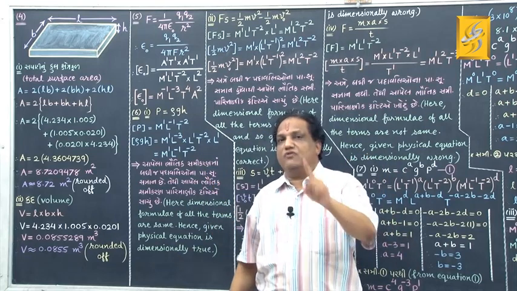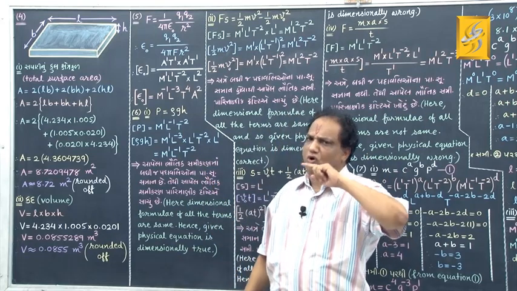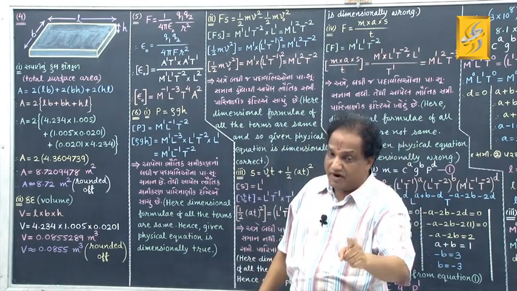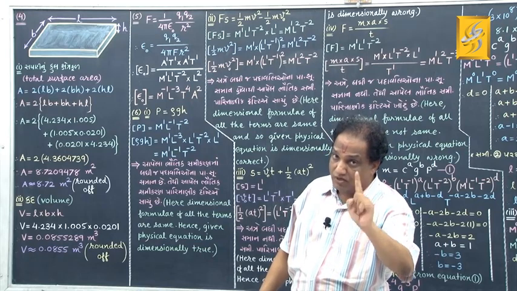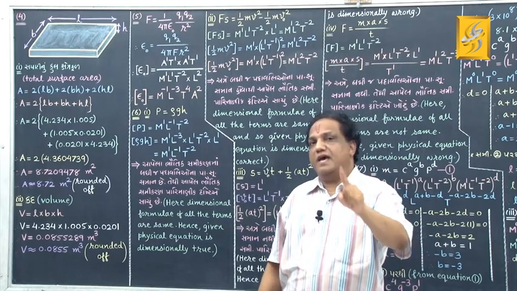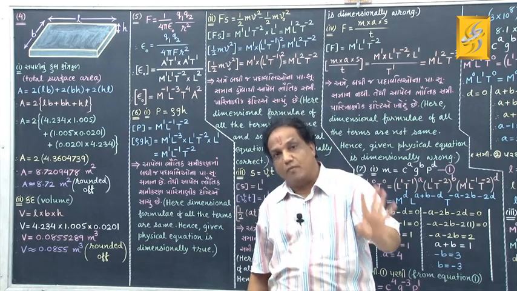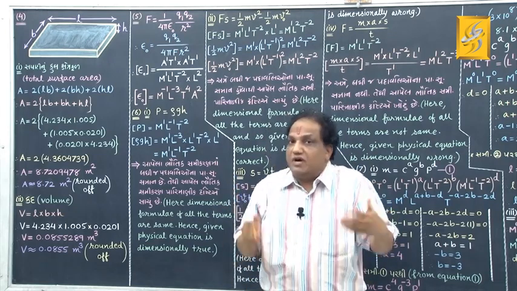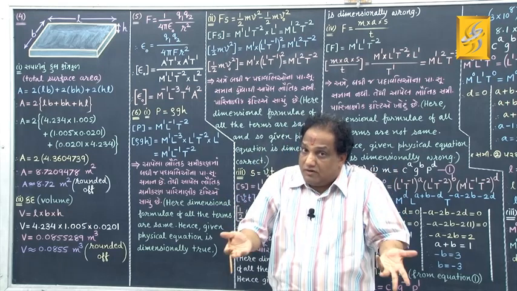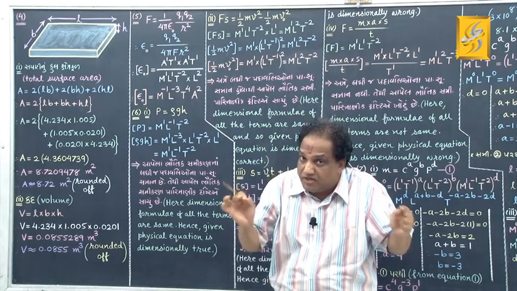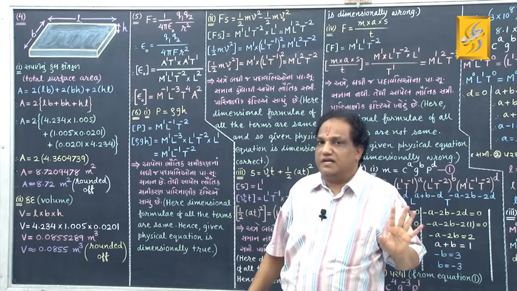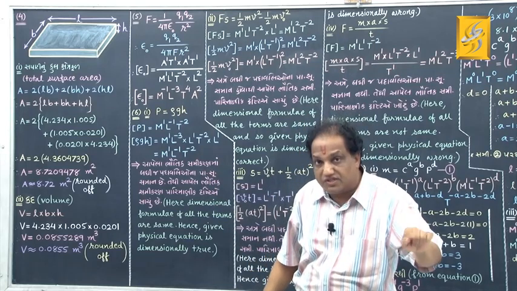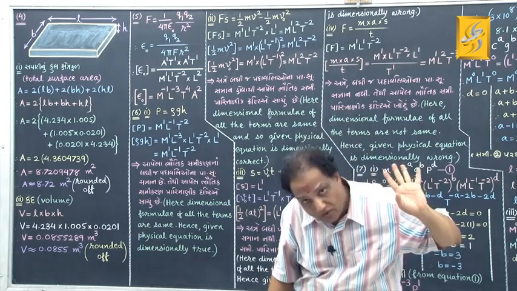Then you find out the dimensional formula of all the terms. And if you find that the dimensional formulas of all the terms are same, then and only then you have to pass the comment that the given physical equation is dimensionally correct. But if all the terms do not have the same dimensional formula, then you can just write the final answer: the given physical equation is dimensionally wrong. Okay?